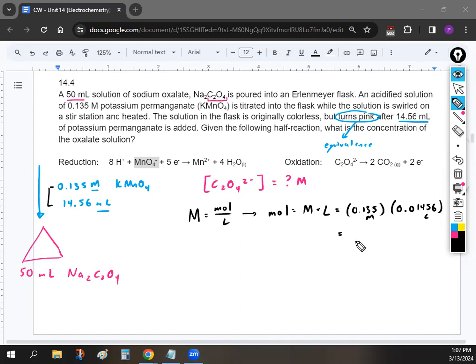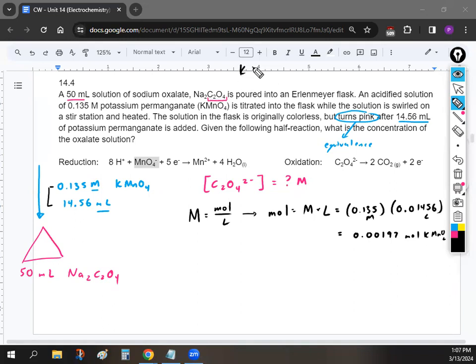All right. So if you multiply the two values together, you should get 0.00197. That's going to be your moles of KMnO4. Everybody good with that? Okay, now, if you take a look at our equation, we don't have KMnO4, right?